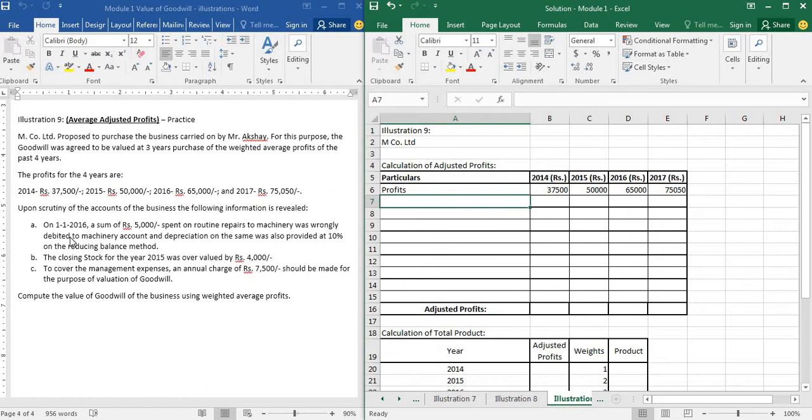Profits I have taken. So here it says on 1/1/2016, a sum of rupees 5,000 spent on routine repairs to machinery. Routine repairs means you will consider it as a routine expenditure, and routine official expenditures or factory expenditures will go either to the trading account or to the P&L account. So this should have been shown in the trading and P&L account, but it was not shown.